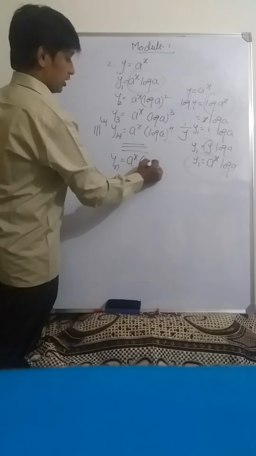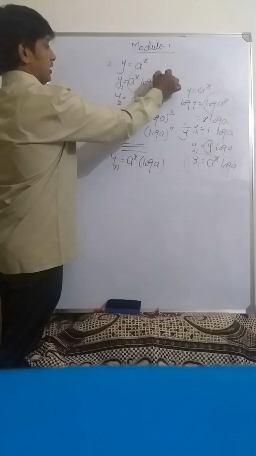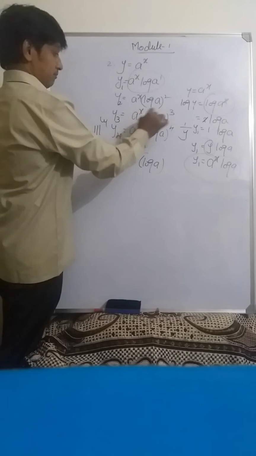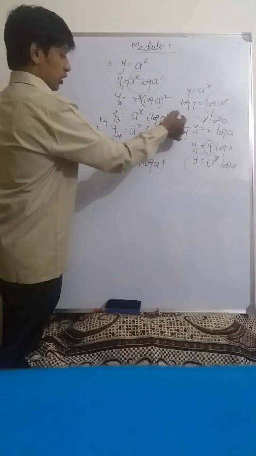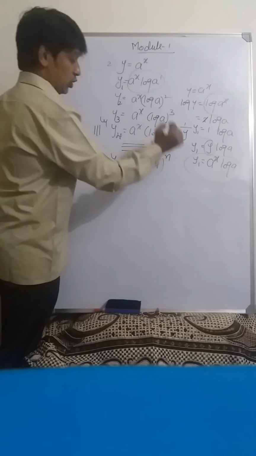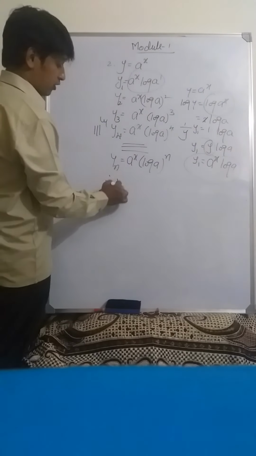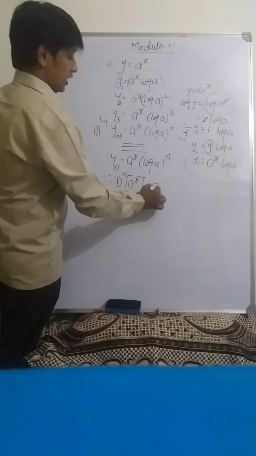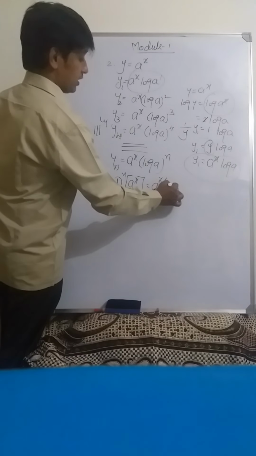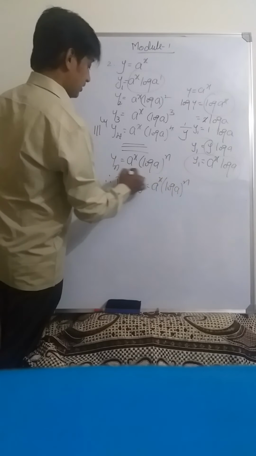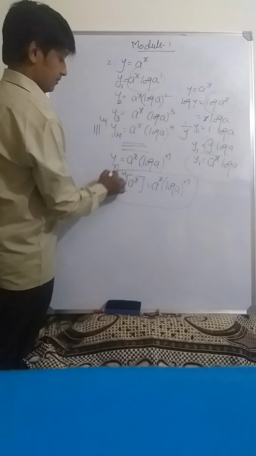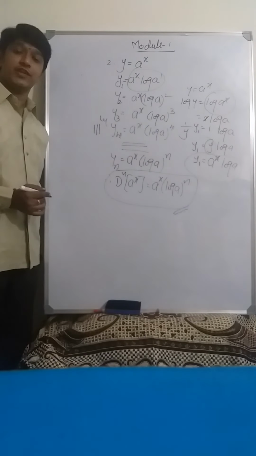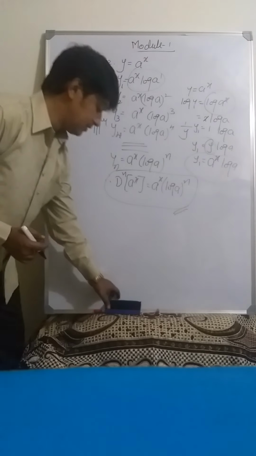And here log a. See, for y1 log a power 1, y2 log a whole square, y3 log a power 3, y4 log a power 4. For yn it should be log a power n. So therefore the nth differentiation of a power x is a power x log a whole power n. Now this is the nth differentiation of a power x.